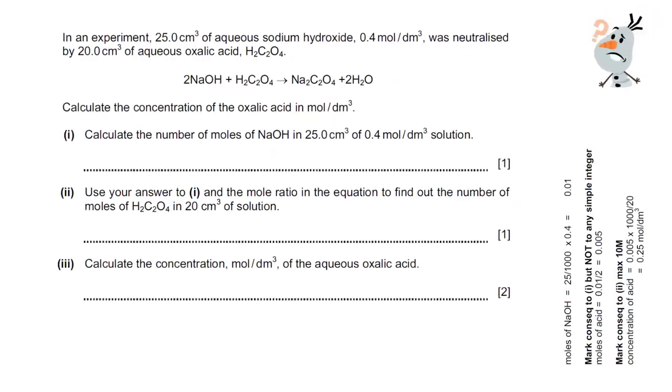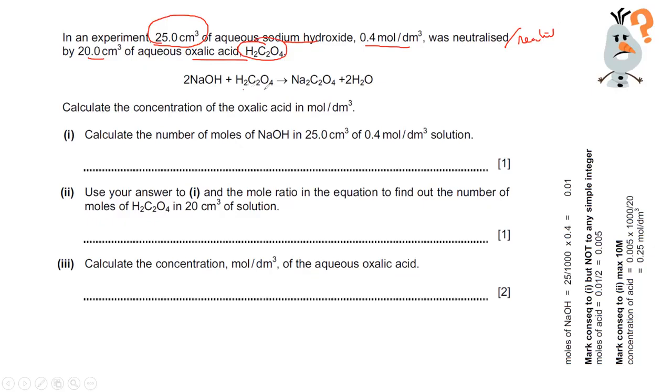Okay, another question, a similar question. In an experiment, 25 cm cube of sodium hydroxide, 0.4 mole per dm cube, was neutralized or reacted with 20 cm cube of oxalic acid. You can use the term neutralized or reacted. So this is oxalic acid and here is sodium hydroxide.